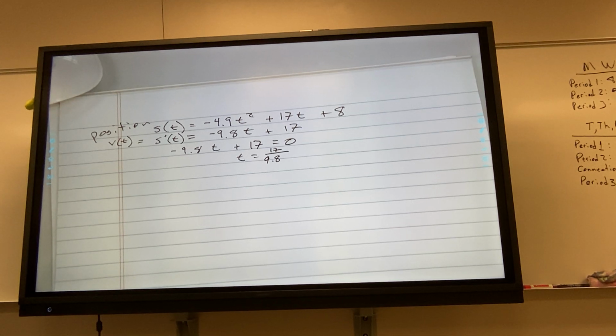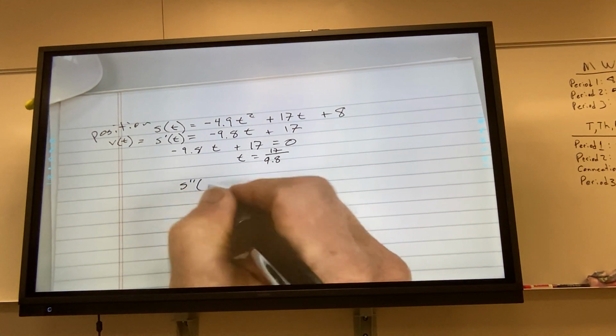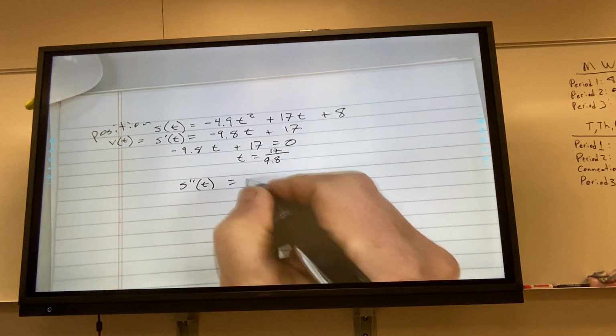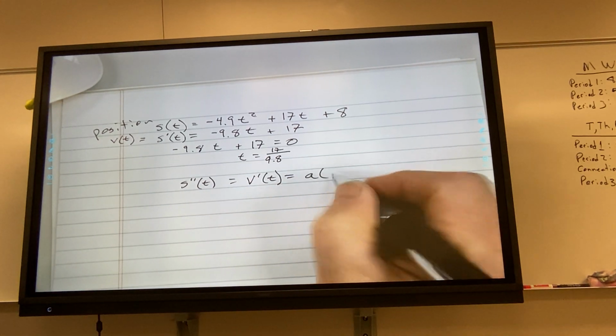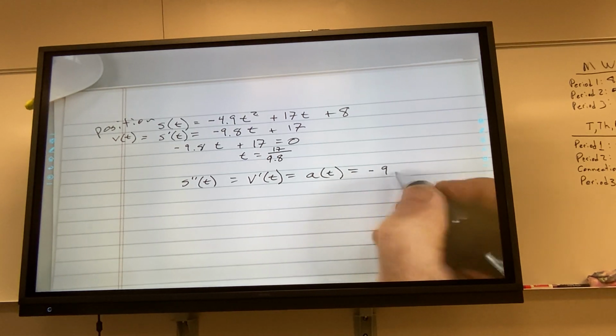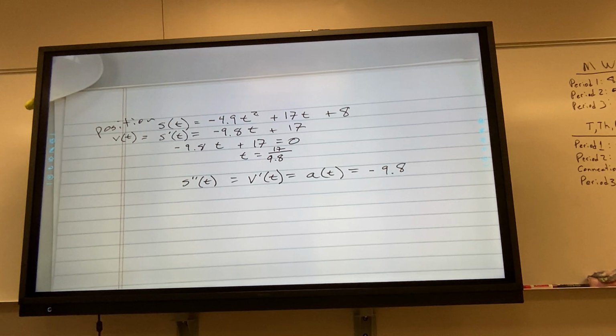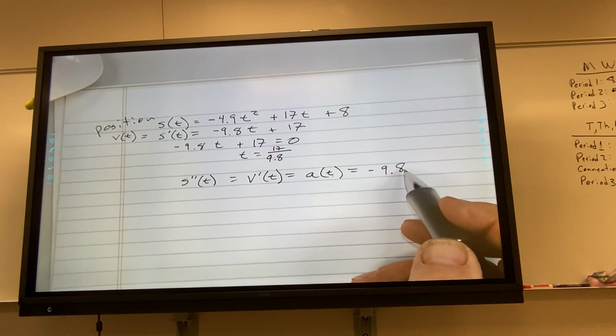Is there a way I could figure out acceleration? Yes, I'm taking the derivative again. Would people agree with that? So the second derivative of the position function, which is the first derivative of the velocity function, which would give me my acceleration function in terms of t, would be a constant negative 9.8, correct? So if I put 1 in here, it'd be a negative 9.8.